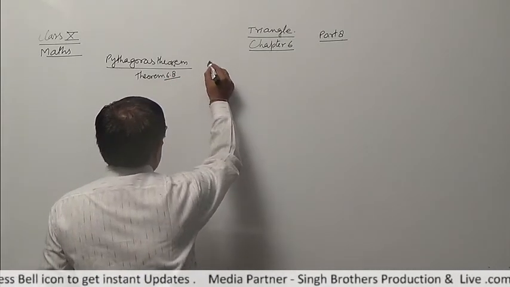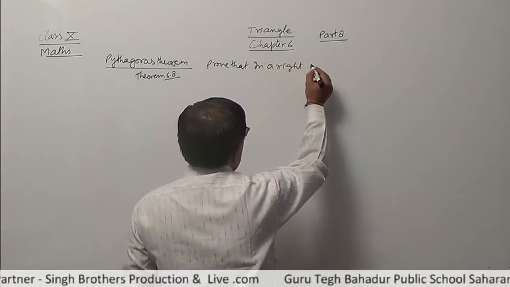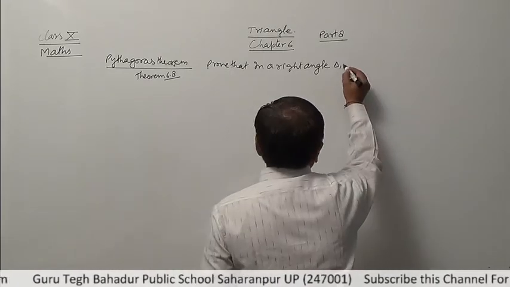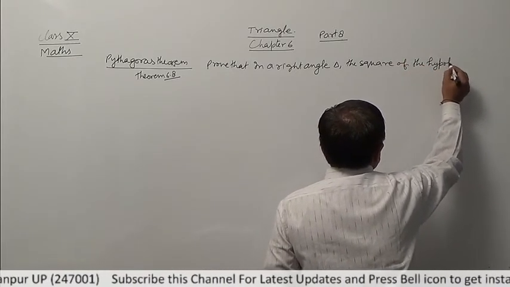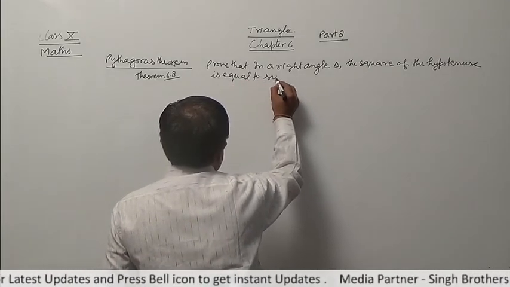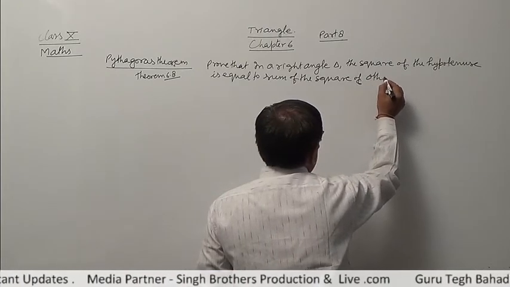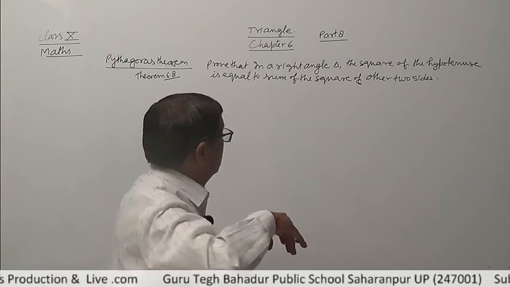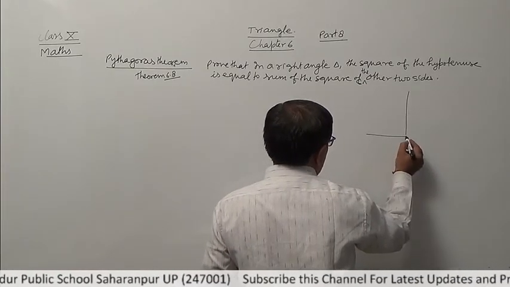In a right angle triangle, prove that the square of the hypotenuse is equal to the sum of the square of the other two sides. This is your right angle triangle.